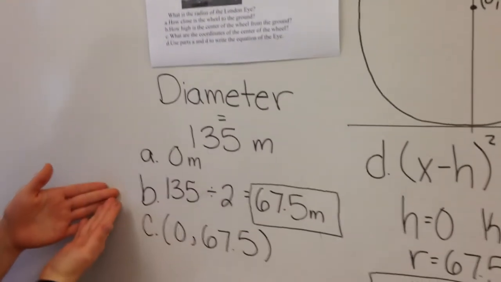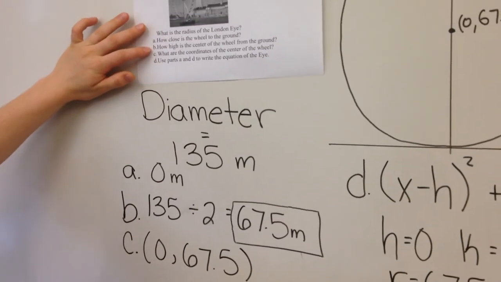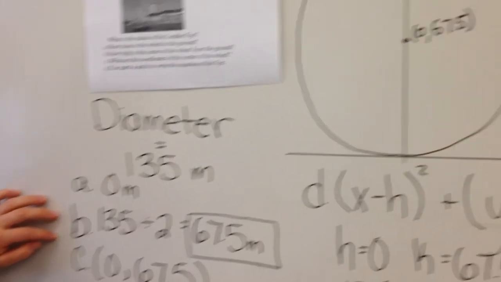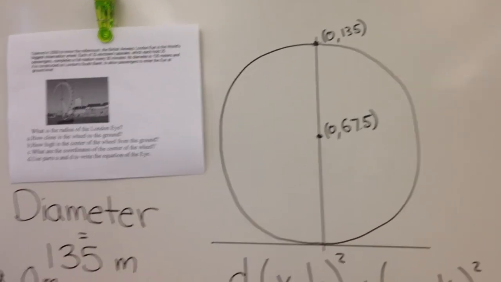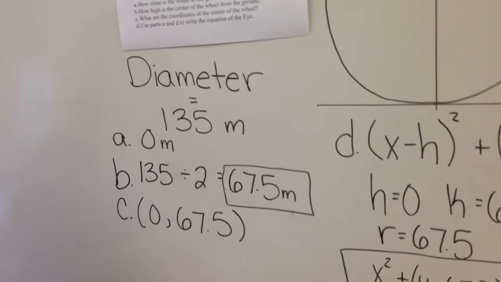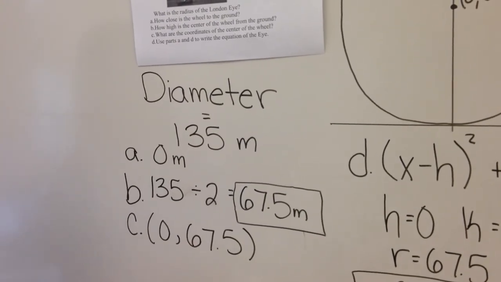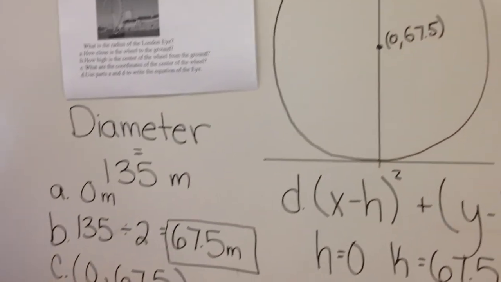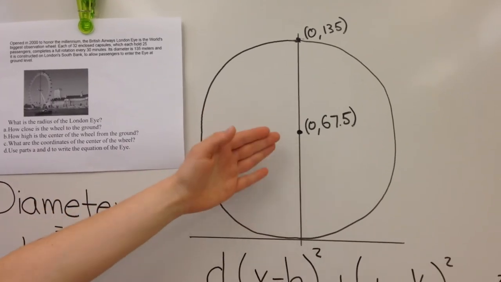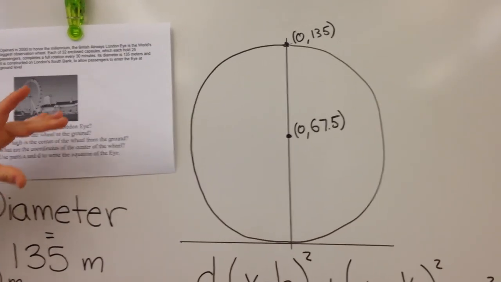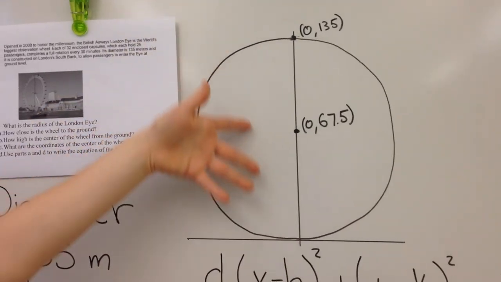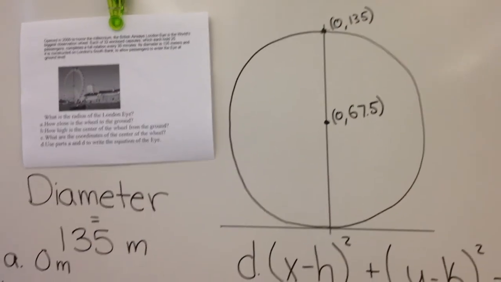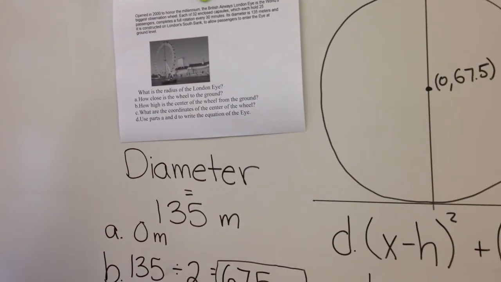And then, the next question says, how high is the center of the wheel from the ground? And to find this, I divided 135 by 2, and I got 67.5 meters. And the next part of the question asks for the coordinates of the center of the wheel, and I determined that this is (0, 67.5) because this is at the center of the wheel, and it's halfway between the two radii of the wheel.